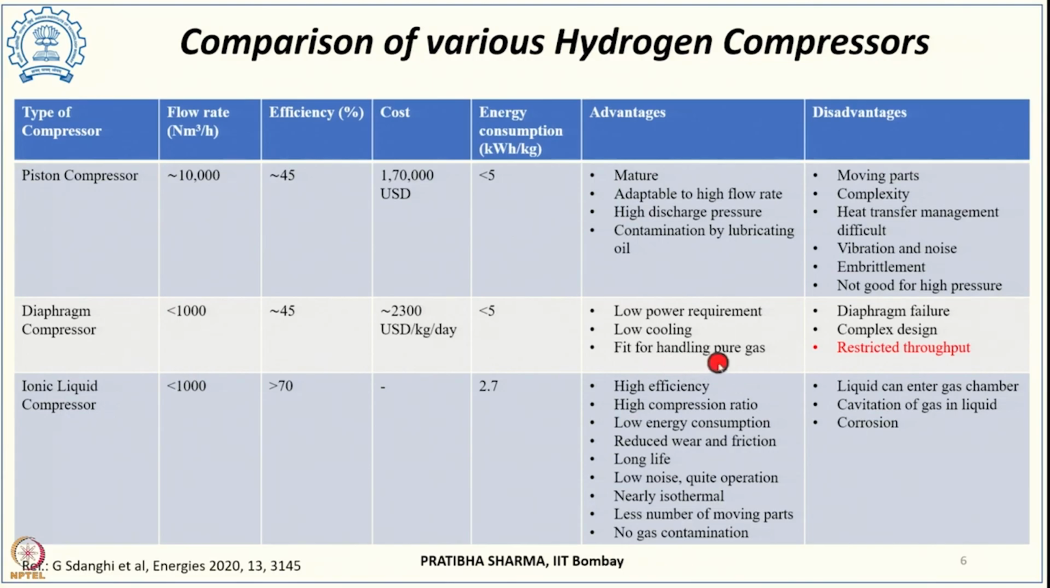They are fit to handle pure gases, the reason being that the diaphragm separates the piston chamber and the gas handling chamber. The disadvantages are that there could be stresses on the diaphragm, which could lead to diaphragm failure, the design is complex, and there is a restricted throughput.